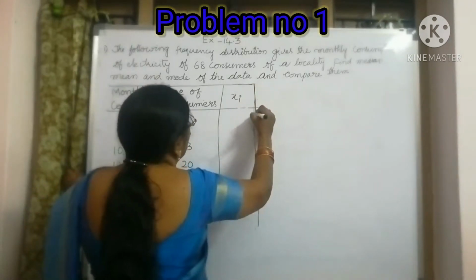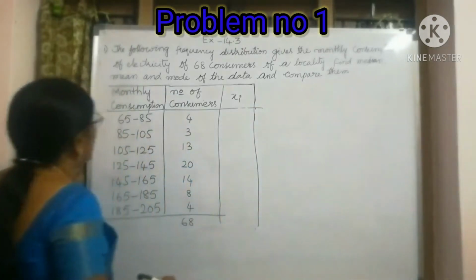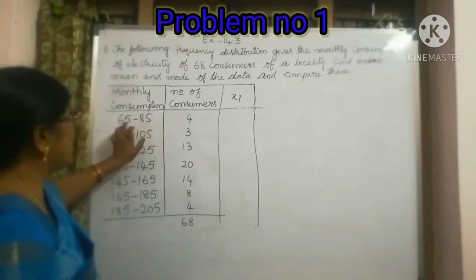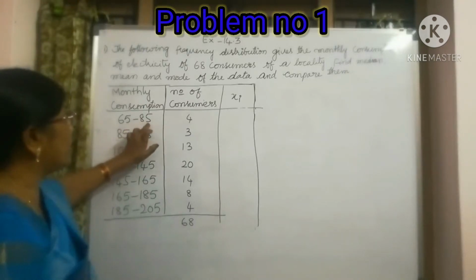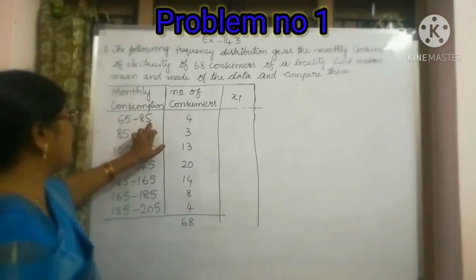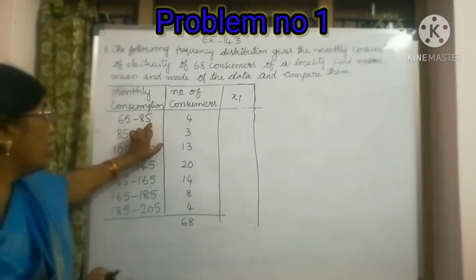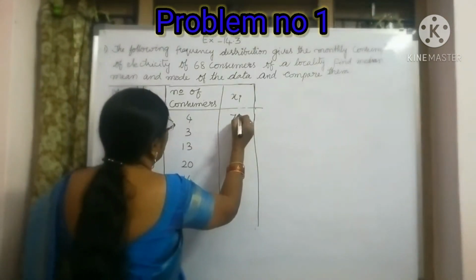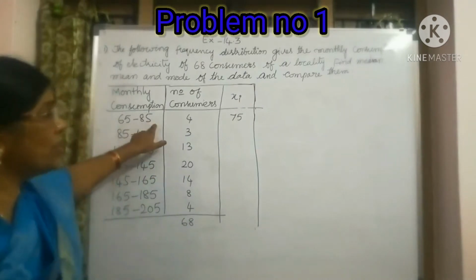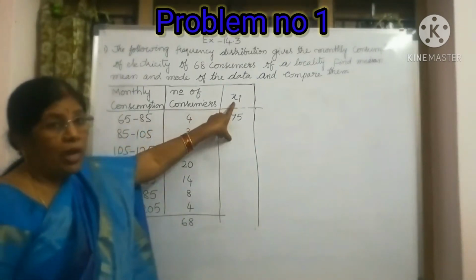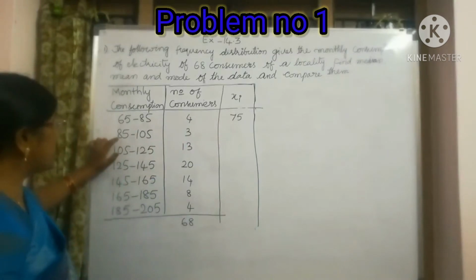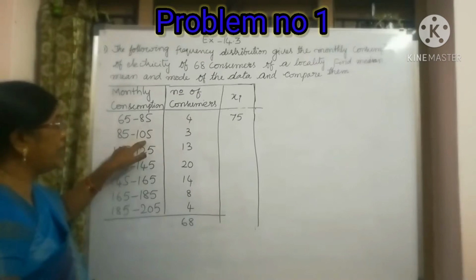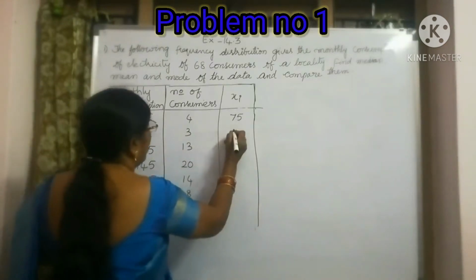To get xi, we already know it. Taking the average of the class interval limits, 65 plus 85 gives 150, and 150 by 2 is 75. We have to take the average of these two to get the mid value. In the same way, 105 plus 85 is 190, and 190 by 2 is 95.